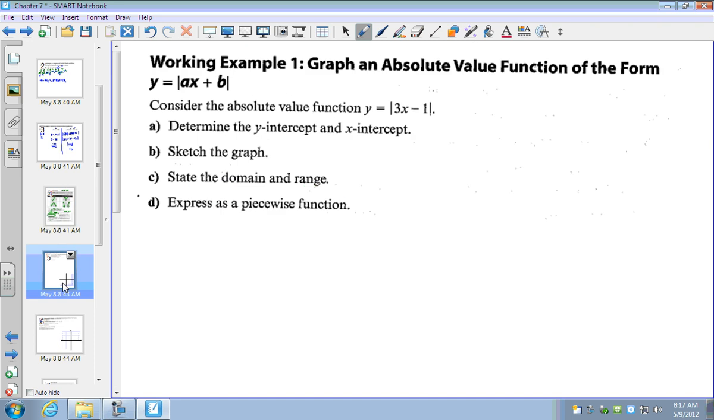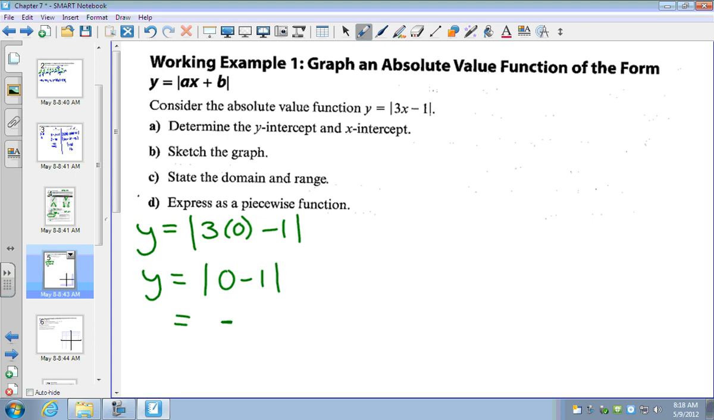Okay, let's give this a shot. We're going to graph this absolute value function. Consider the absolute value function y equals the absolute value of 3x minus 1. So let's determine the x and y-intercepts. For the y-intercept, we have to let x equal 0. So we're going to go y equals the absolute value of 3 times 0, and we're going to evaluate this. So this is 0 minus 1. The absolute value of minus 1 is 1. So we have a point at 0 and 1.